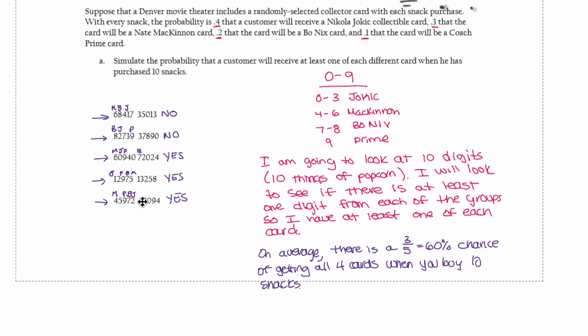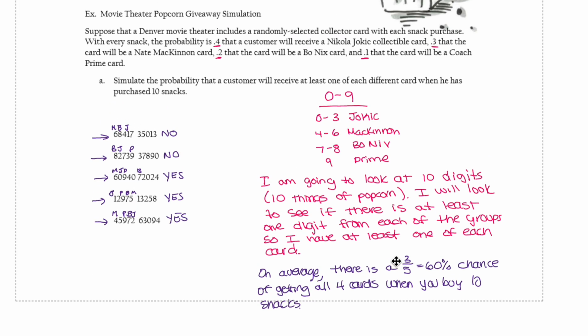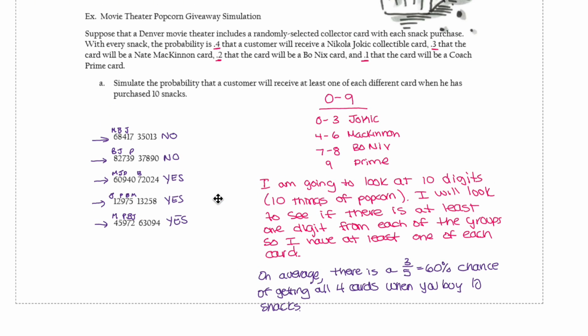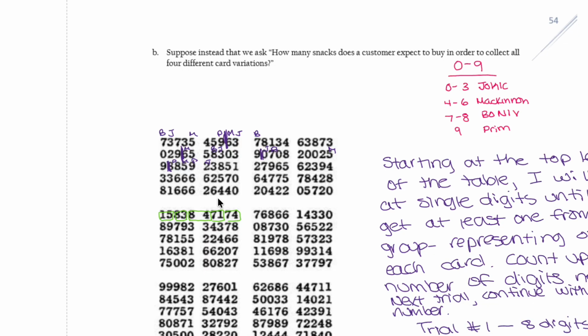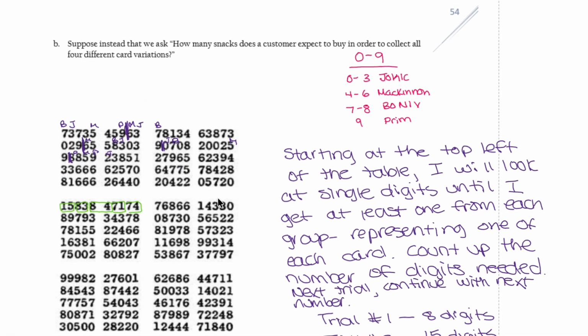And that's how I write all of the explanations into work. So I am going to look at 10 digits, 10 bags of popcorn. I will look to see if there is at least 1 digit from each of the groups, so I have at least 1 of each card. On average, there is a 3 over 5, which is a 60% chance of getting all 4 cards when you buy 10 snacks. Okay. And let's move on to part B.